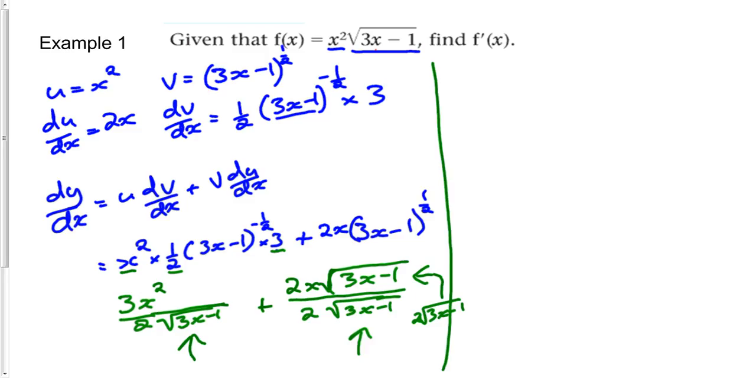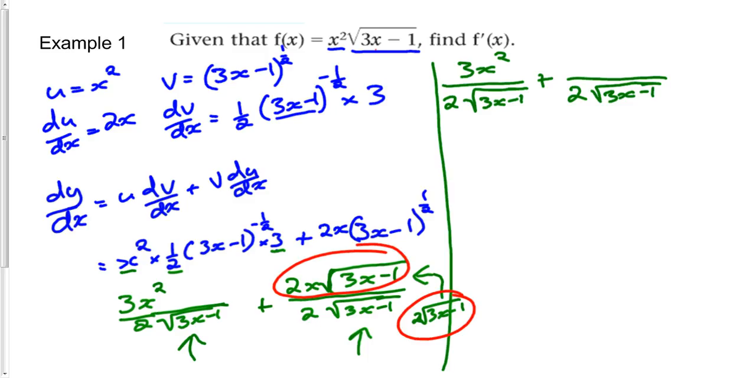So doing that, we end up with the first fraction not changing, 3x squared over 2 lots of 3x minus 1 square rooted, plus, now the bottom is 2 lots of 3x minus 1 square rooted, but the top, if we multiply this by this, the 2x times the 2 gives us 4, or 4x. The square root of 3x minus 1 times the square root of 3x minus 1 equals 3x minus 1.